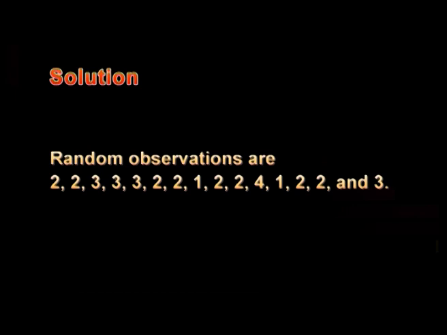Now using the random numbers given in the problem, we can generate random observations from the binomial distribution as 2, 2, 3, 3, 3, 2, 2, 1, 2, 2, 4, 1, 2, 2 and 3.